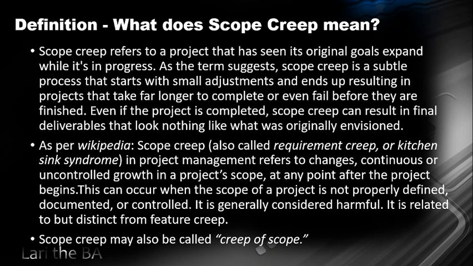As per Wikipedia, scope creep, also called requirement creep or kitchen sink syndrome, in project management refers to changes, continuous or uncontrolled growth in a project's scope at any point after the project begins. This can occur when the scope of a project is not properly defined, documented, or controlled. It is generally considered harmful. It is related to but distinct from feature creep. Scope creep may also be called creep of scope.